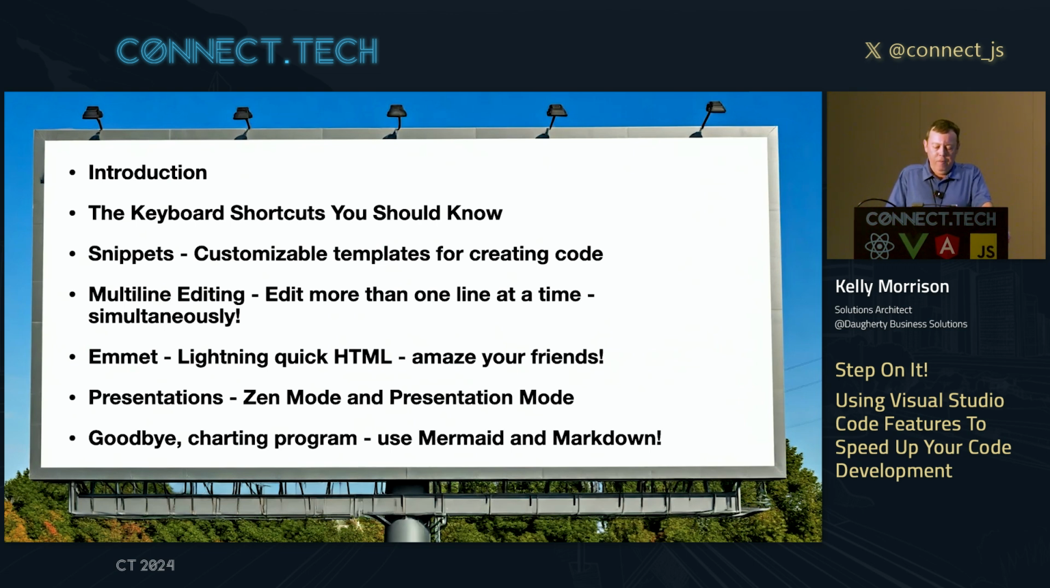And then finally, since I hate having to bring up a charting program and draw boxes and connect lines and such, I'm going to show you something called Mermaid. Mermaid's a text-based diagramming tool. And the nice thing about it is if you put together a Mermaid chart, it'll render in GitHub. So if you go look at a file in GitHub, it'll actually render the chart for you. I haven't seen anything else that'll do that.